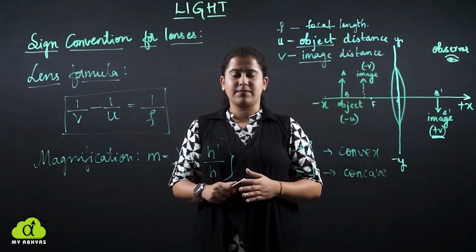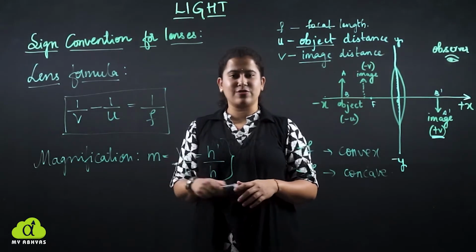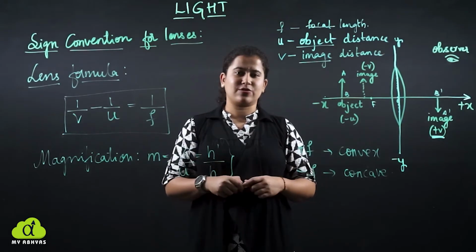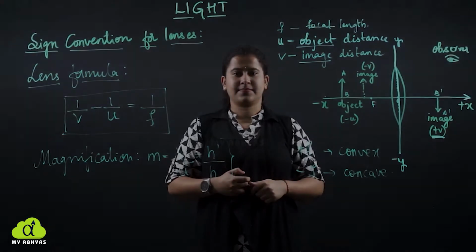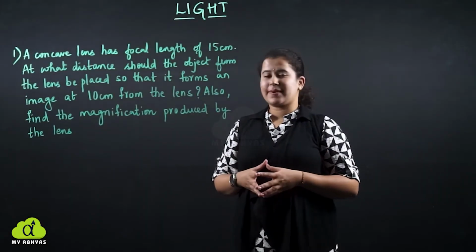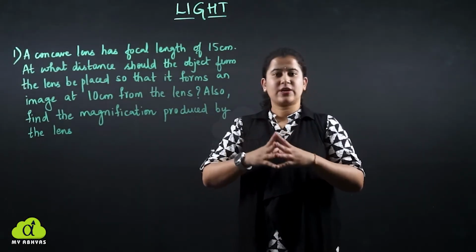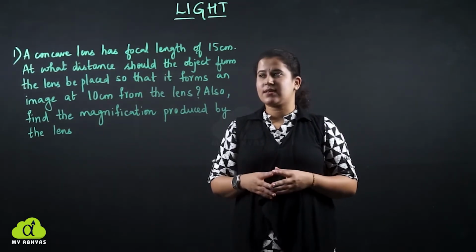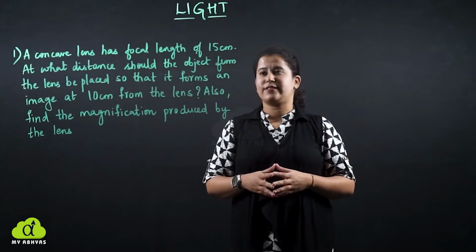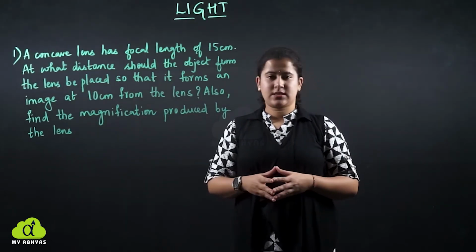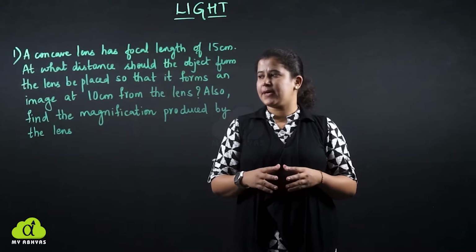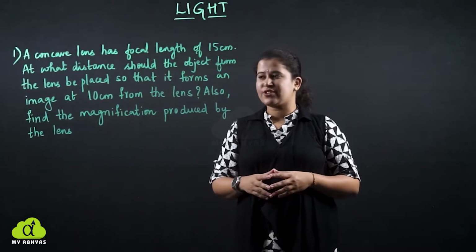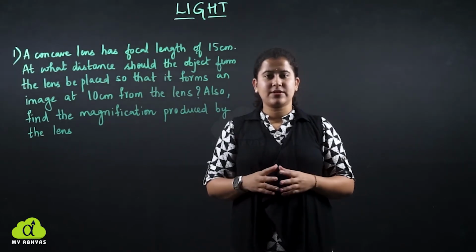Now we will solve problems based on magnification and also the lens formula, so that you can know the application of the lens formula and the magnification process. So we'll solve the first problem based on the lenses, and we'll look into the question now. A concave lens has a focal length of 15 centimeter. So there is a lens which has a focal length of 15 centimeter. At what distance should the object be placed from the lens so that it forms an image at 10 centimeter? So the image distance is 10 centimeter.